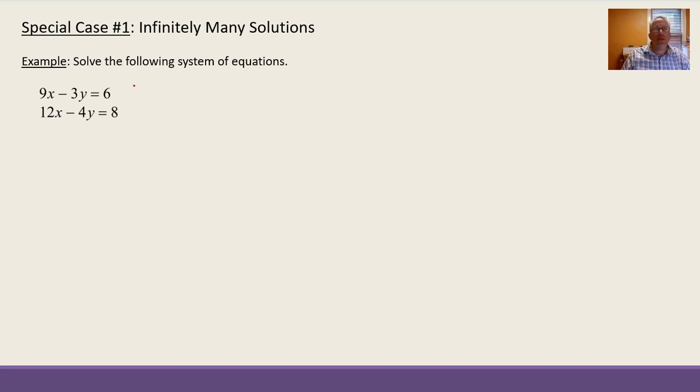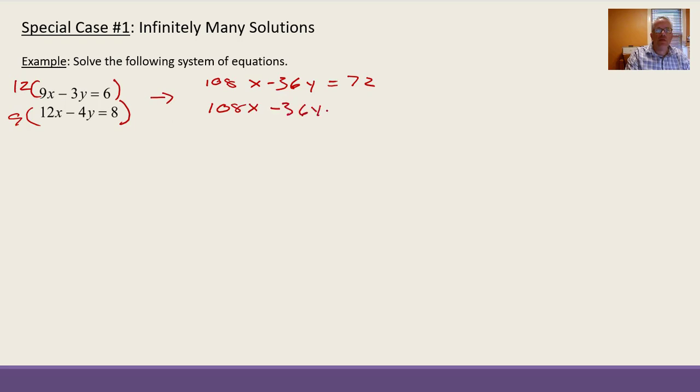Okay, so we're going to look at an example here, and we're going to start solving it the way we would normally solve it and see what happens. So this first equation, we're going to multiply by 12, and the second equation, we're going to multiply by 9, and let's see what we get. We're going to get 108x minus 36y equals 72, and for the second equation, 9 times 12 is 108, so we get 108x minus 36y equals 72.